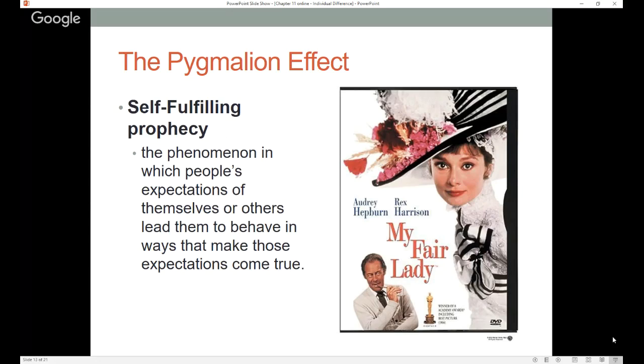Now, we've talked about distortions in perceptions, but one of the important phenomena that we've experienced over the years, and that psychologists have done extensive research on, is the Pygmalion Effect. Very important at the workplace. What is the Pygmalion Effect? It's the phenomenon where people's expectations of themselves or someone's expectations of others lead them to behave in ways that make those expectations come true. There's another video that explains what the Pygmalion Effect is, what the experiment was. Go ahead and watch it, and then come back and join us.